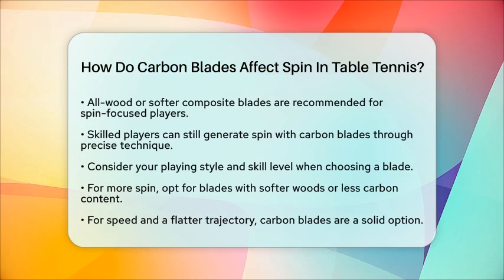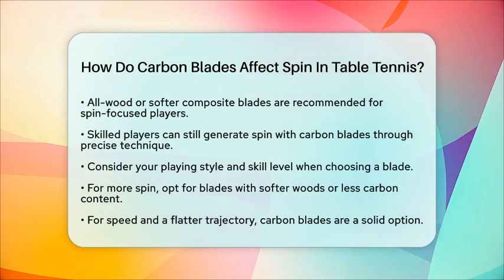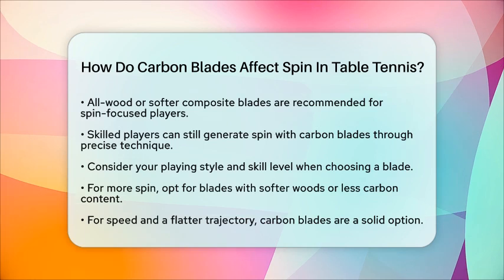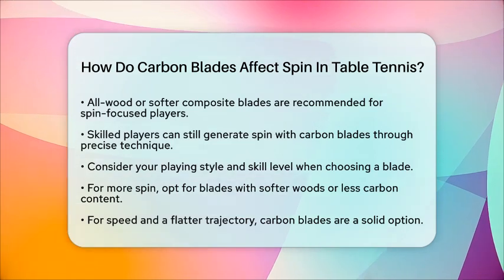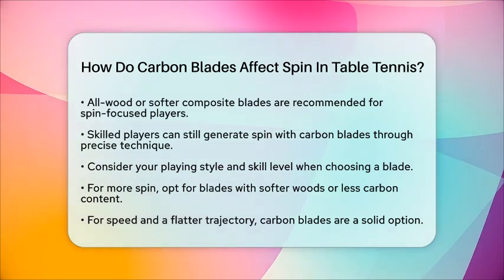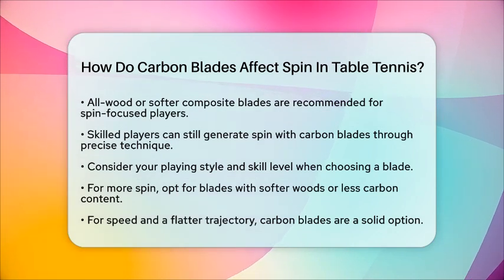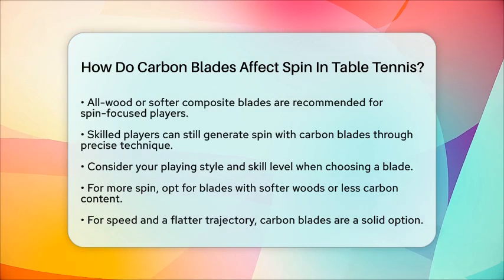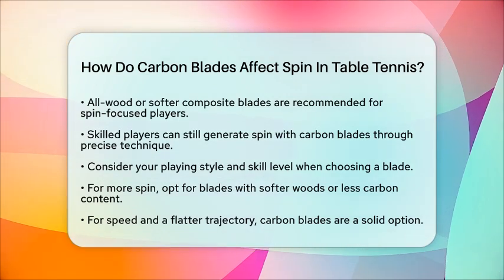That said, skilled players can still create spin with carbon blades. This requires precise technique and timing, as the stiffer nature of the blade demands more control. In summary, carbon blades tend to reduce spin potential because they are stiffer and have less dwell time. They work best for players who prioritize speed and power.